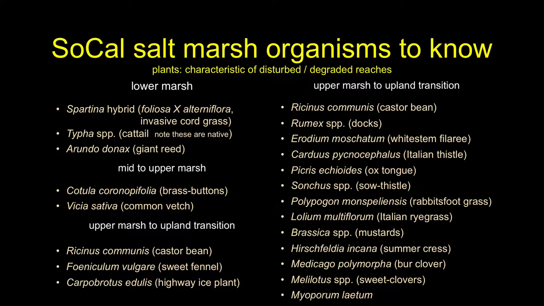Mid-marsh, something like brass buttons, Cotula, which would be something we'd more typically see in the upland area. So if we have this, this is more of a signal that we have some problems going on. Vicia is a non-native vetch.